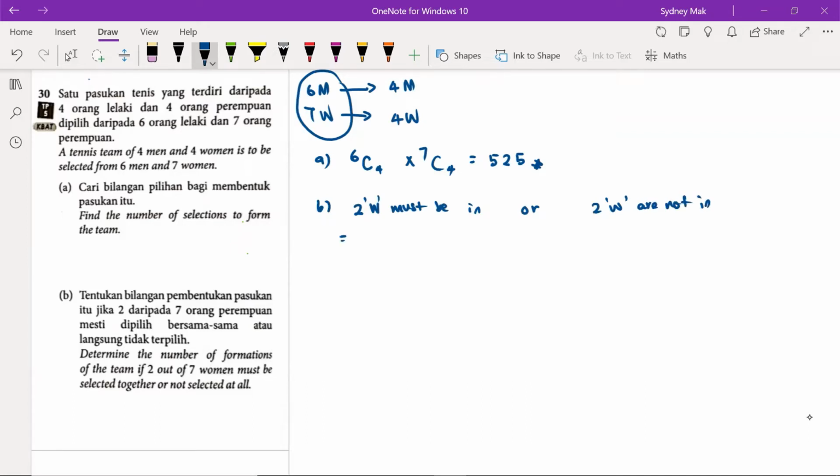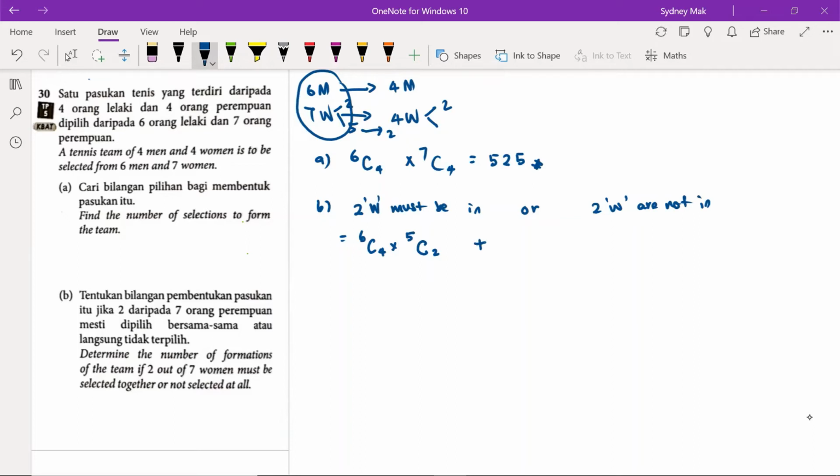Now, it does not affect the men. So the men is still 6 out of 6, we choose 4. Now the women. Since the 2 particular women must be in, we have the remaining 5. Out of this 5, we have to choose 2, so we take 5C2. The 2 women that must be in will be 2C2, which is 1, so you don't have to write that. So the selection will be 6C4 for the men and 5C2 for the women.